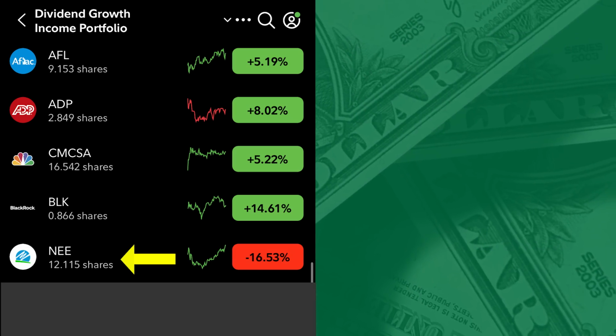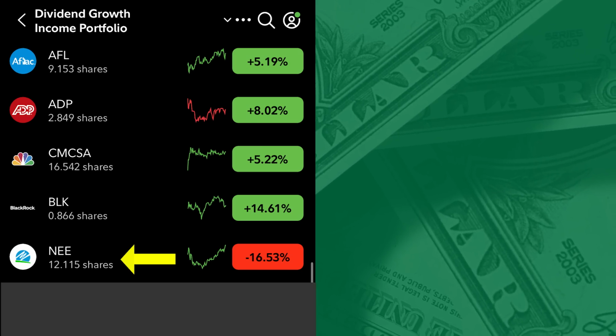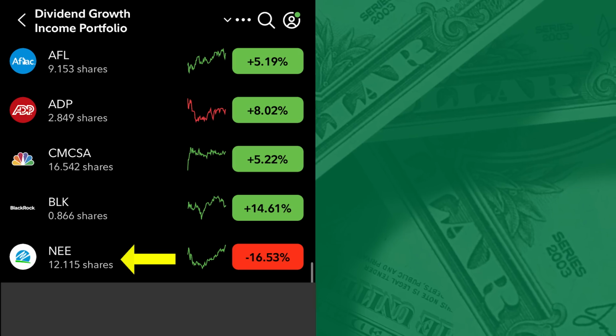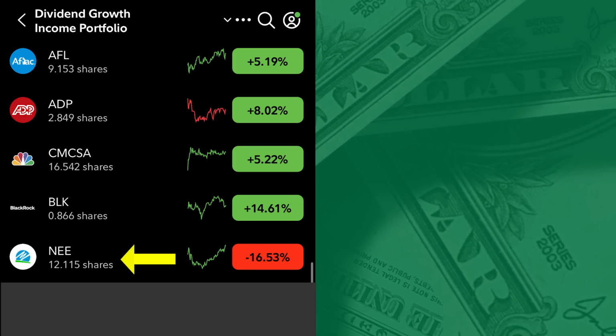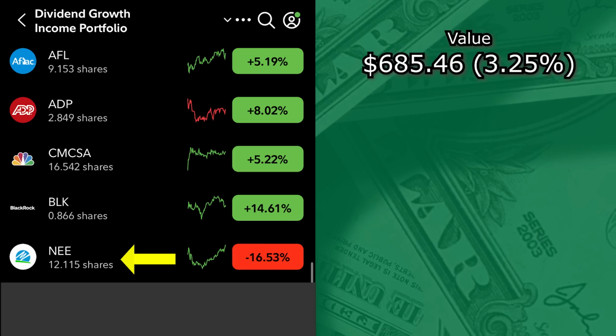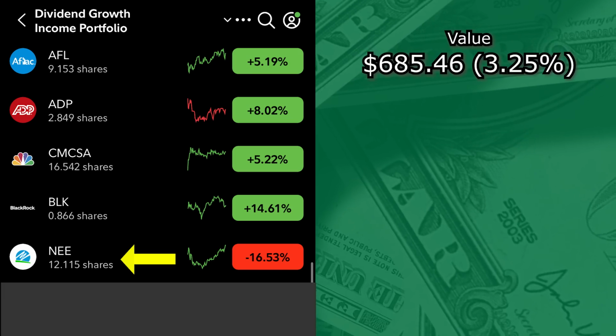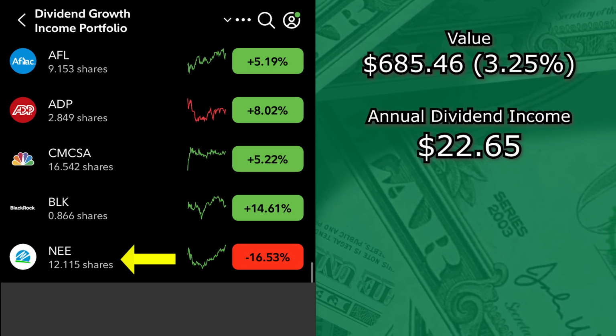All right, next is NextEra Energy, ticker NEE. This is the lone utility company in the fund. They provide electric to the residents of Florida. At present, I hold 12.115 shares of NextEra, valued at $685.46, making up 3.25% of the fund. I am down about 16.5% on this position, and it does pay me $22.65 in dividend income annually.